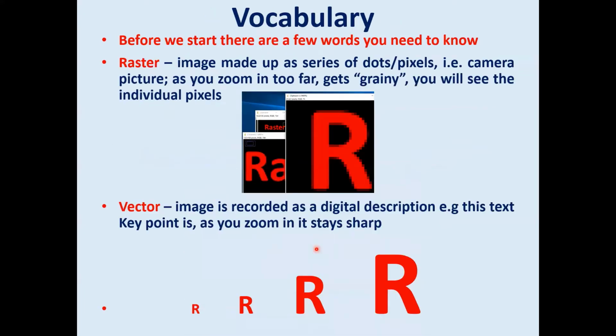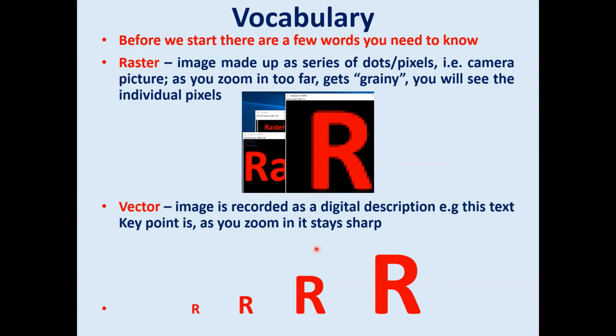But before I get into it, there's some vocabulary, just a few words that I'll be using as I go along, and it's probably easier to describe them now. So one of them is a raster. A raster is an image made up of a series of dots or pixels, just like your camera picture. But as you zoom into it, if you go in too far, it gets grainy and you'll start to see the individual pixels.